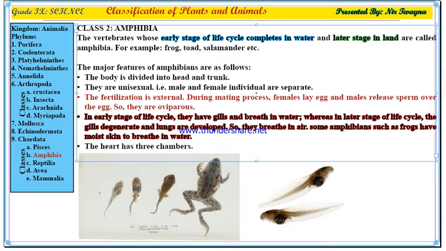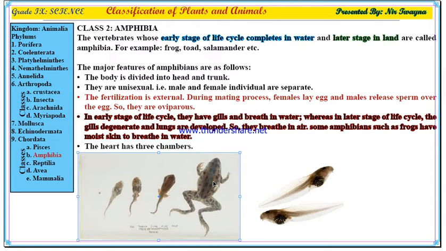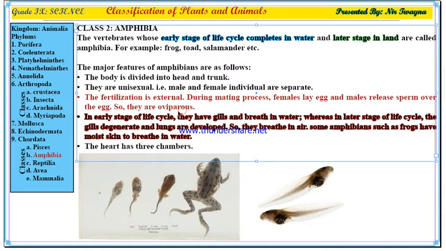This is quite a unique point for the class Amphibia. During the mating process, females lay eggs, and on top of the eggs, males release sperm. So sperm and egg meet outside the body. So fertilization occurs outside the body. That's why the fertilization is external. And you definitely know what oviparous is. Oviparous means egg laying animals.